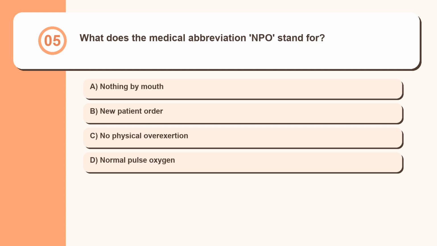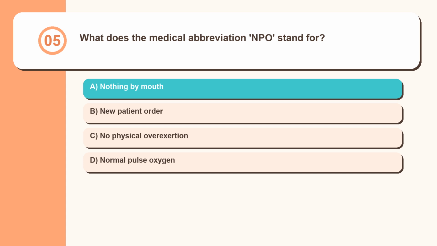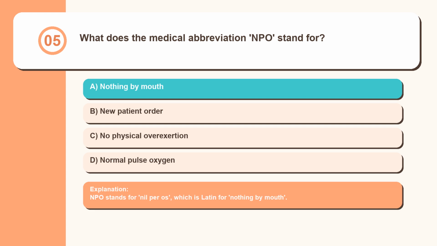Question 5. What does the medical abbreviation NPO stand for? Nothing by mouth, new patient order, no physical overexertion, normal pulse oxygen. NPO stands for nil per os, which is Latin for nothing by mouth.